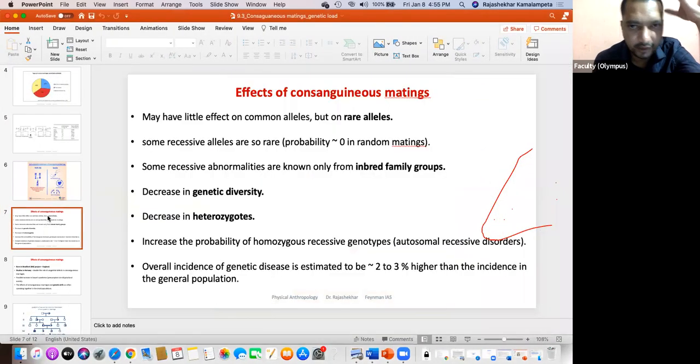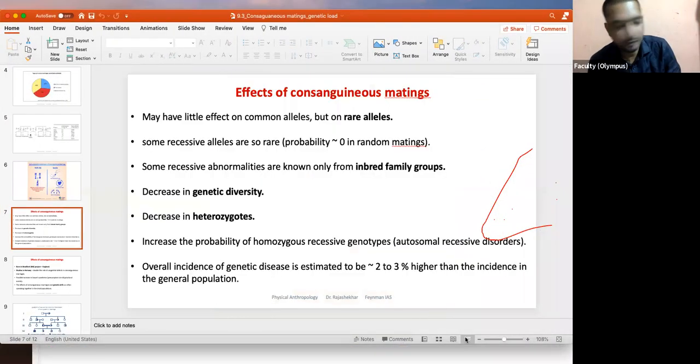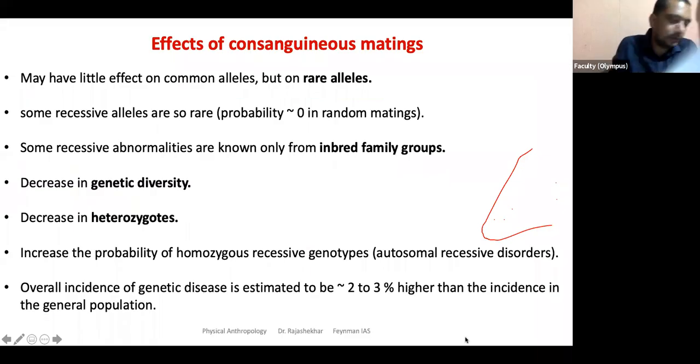So what are the effects of consanguineous matings or consanguineous marriages? If you see the syllabus, first of all, we have to explain what a consanguineous marriage is, what the different types are, and some examples. And then we need to describe the genetic effects of consanguineous marriages or cousin marriages.